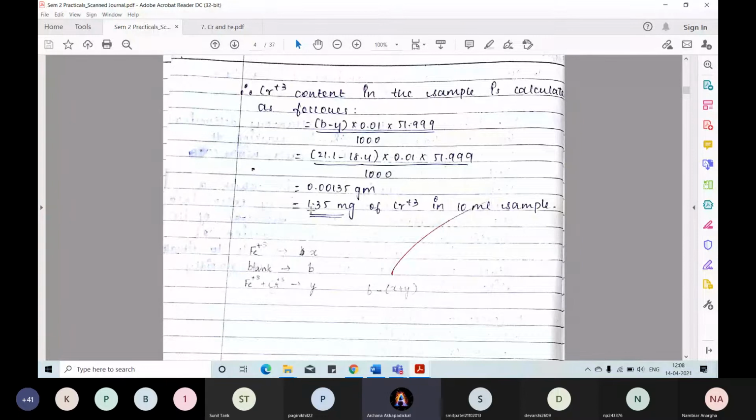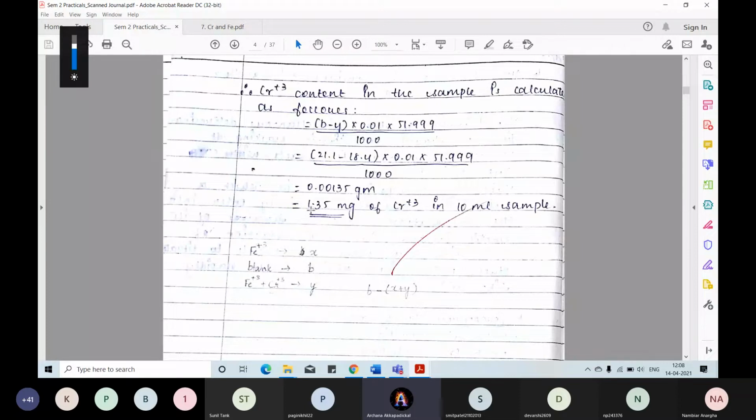अगर ग्राम में पूछा है तो ग्राम में रखो, मिलीग्राम में पूछा है तो कन्वर्जन आना जरूरी है. Gram to milligram, milligram to gram, how it is done: 1000 milligram is equal to 1 gram. So you need to know the conversion factor. ओके, अब ये आपको पता चल गया कि ग्राम है, मिलीग्राम है, एक बार वो कंफर्म कर लो.